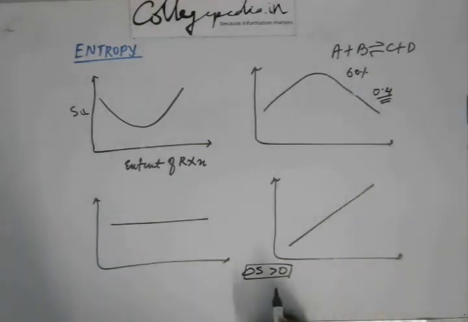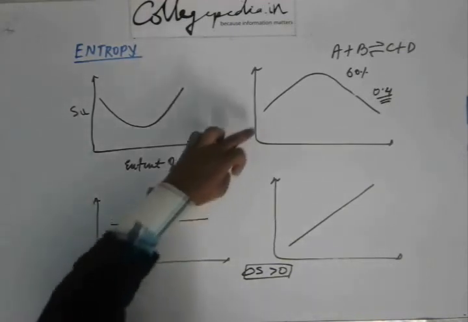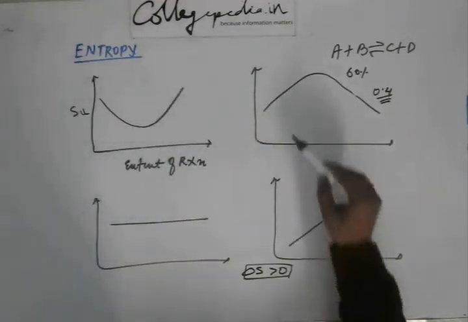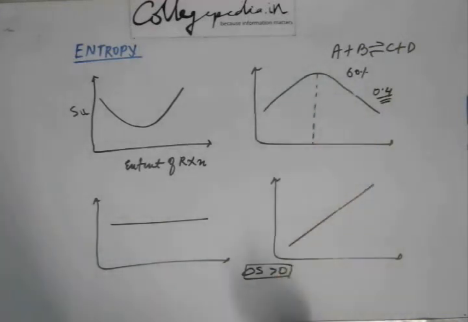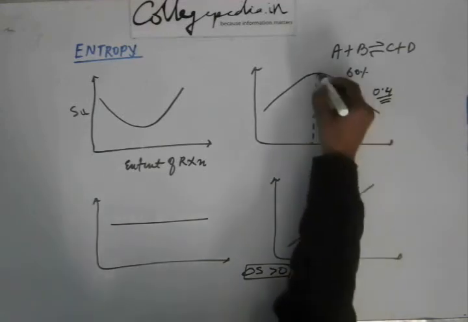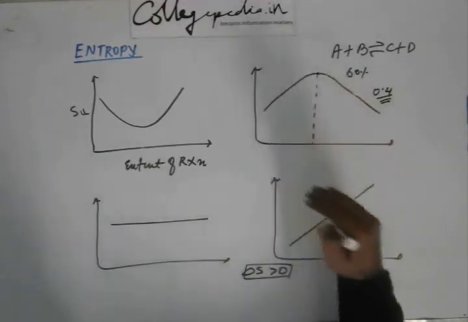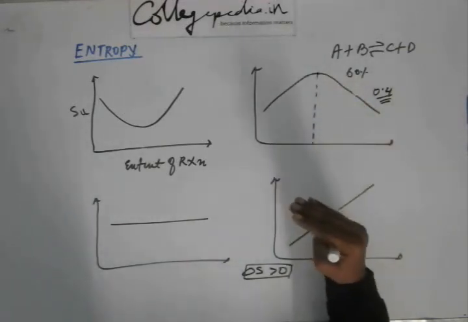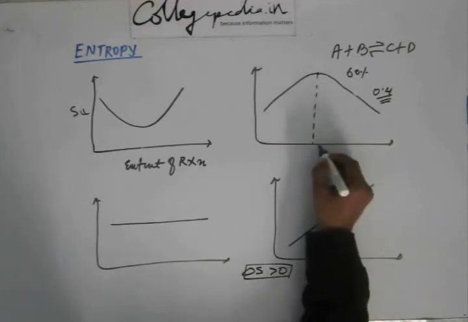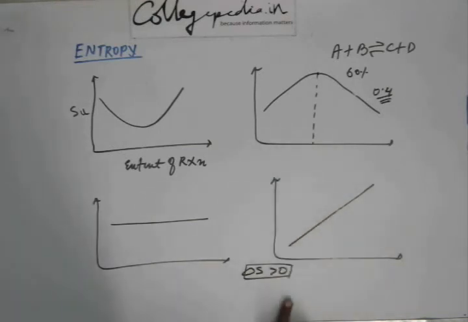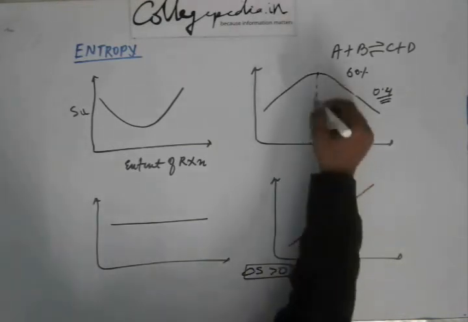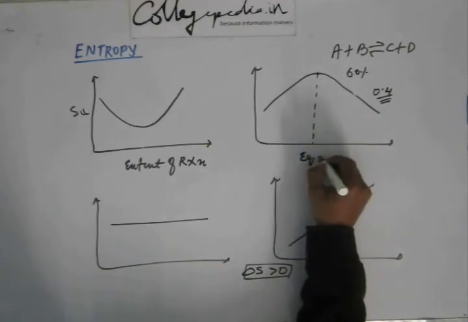That means till a particular stage, delta S will be positive, like it is increasing. Till this stage, delta S has been positive. After this, the entropy will start to decrease. From this point, as you move further, the entropy is decreasing. So as we move ahead, delta S will start to decrease. When delta S starts to decrease, the reaction becomes non-spontaneous. That means this is the point at which equilibrium is achieved.